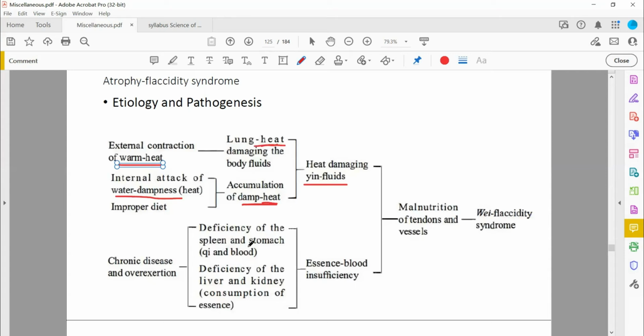And this one is more like a deficient syndrome, right? Deficient interior syndrome. So this one damages the yin fluid. This one, that's the essence, blood. So they all become not enough. Then not enough cannot nourish the tendons and the vessels. Right. Then there's flaccidity syndrome.